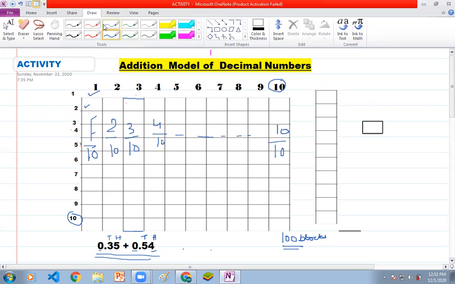Now let's learn how to represent the hundredths place. For the hundredths place, we have to take the blocks. As we have 100 blocks, we have hundredths blocks. Hundredths we use for a decimal number. To represent the decimal number, we say that it is a hundredths block. So each block will represent 1/100.